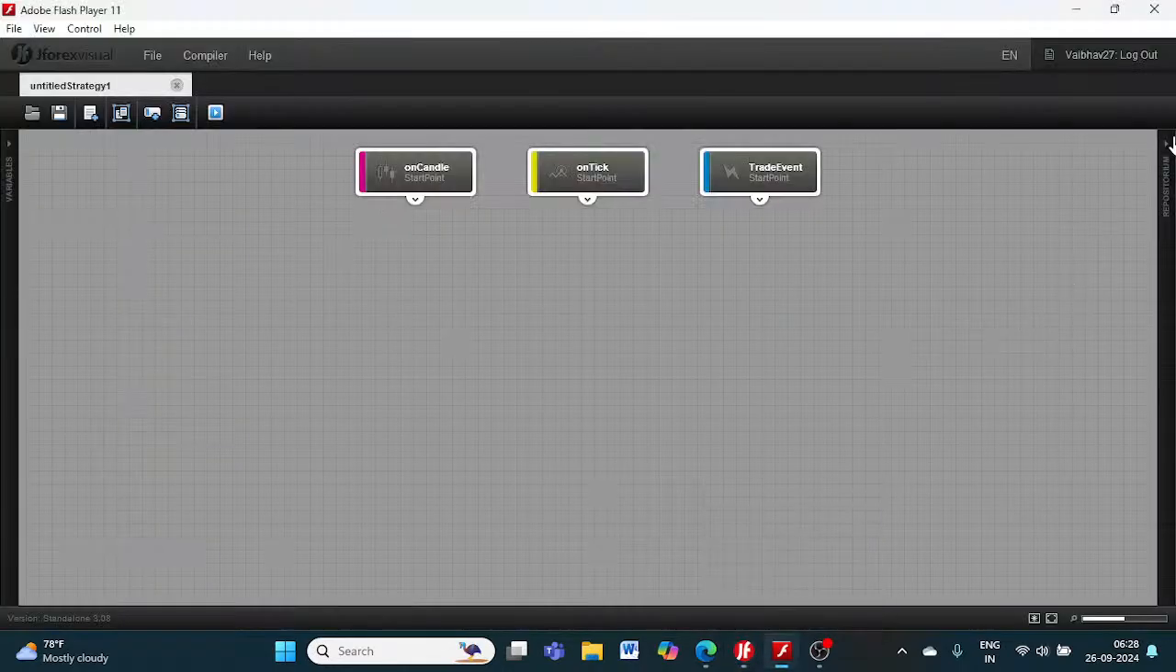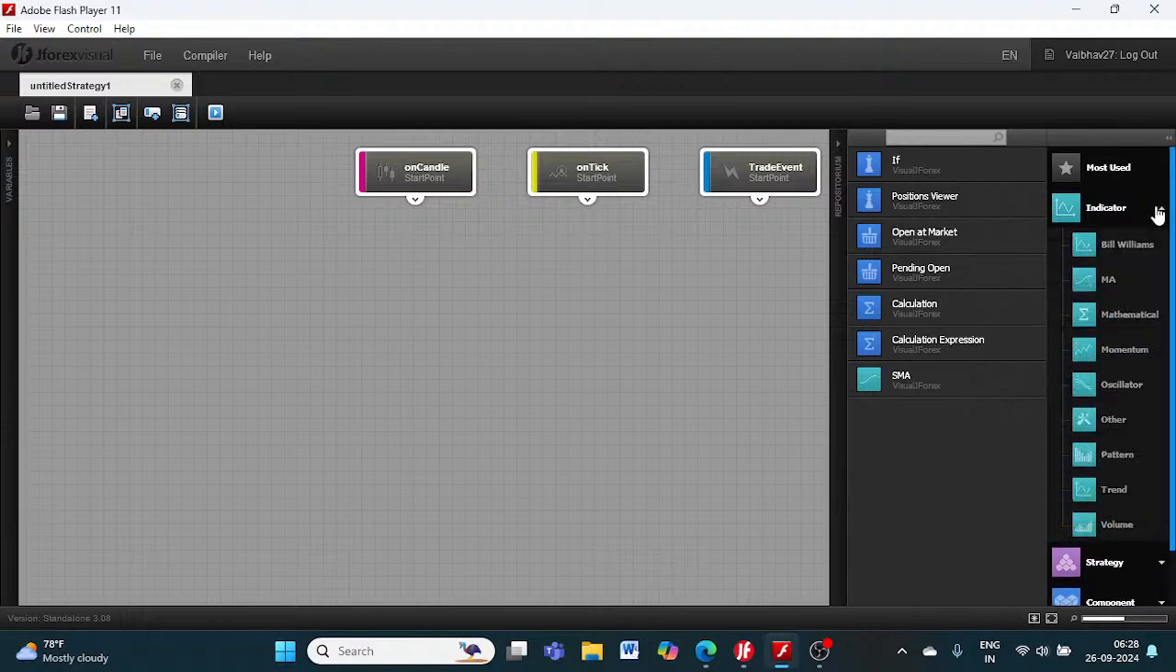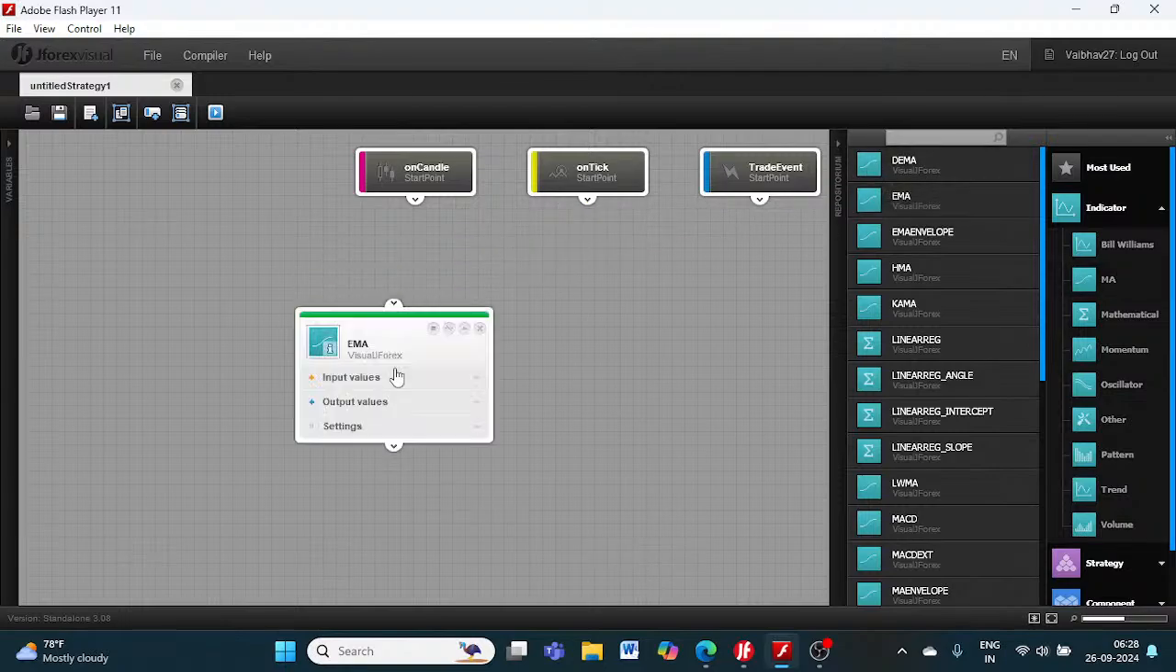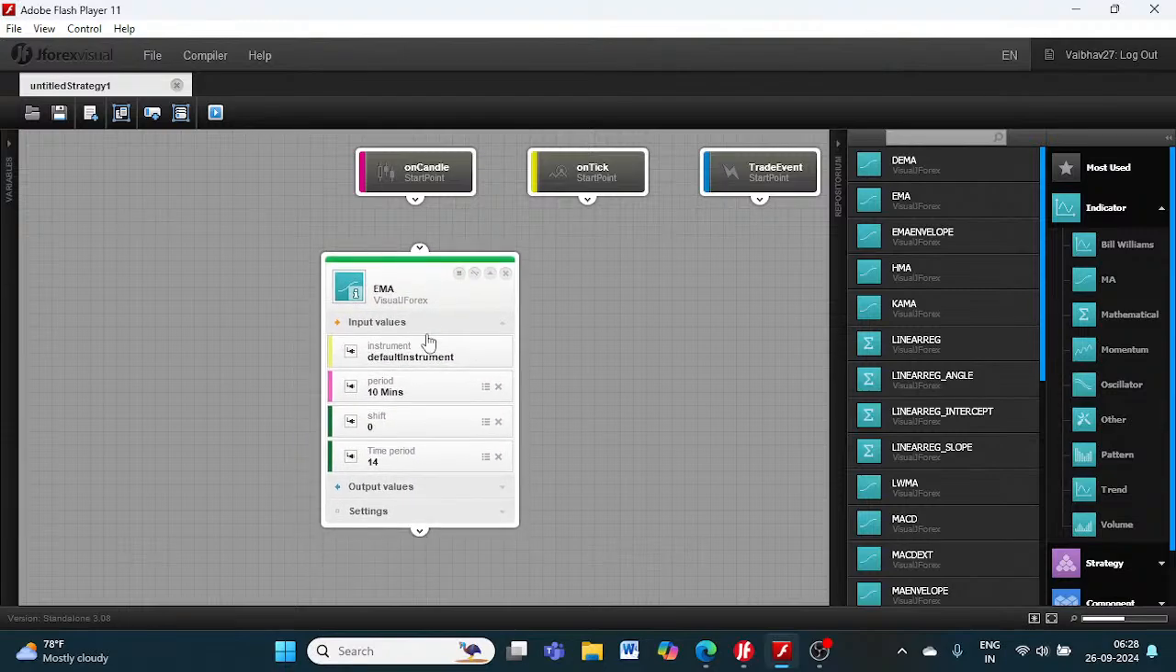For this you are going to need EMA price blocks. You will have to take a couple of these EMA blocks, then you will need to define these input parameters depending on which you will get the output. I think we are going to need four of these inputs to be modified.